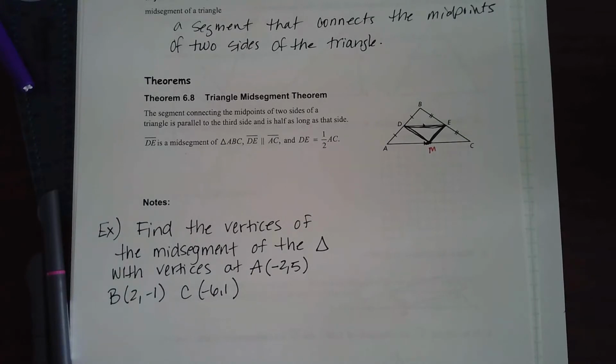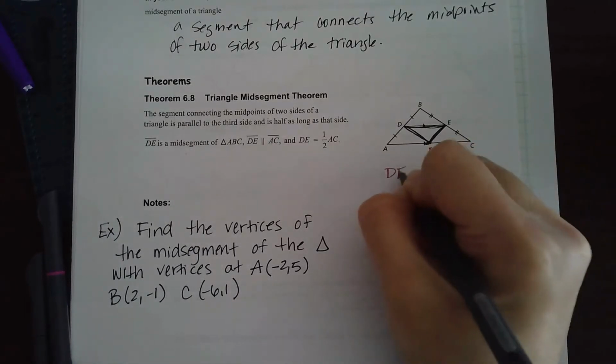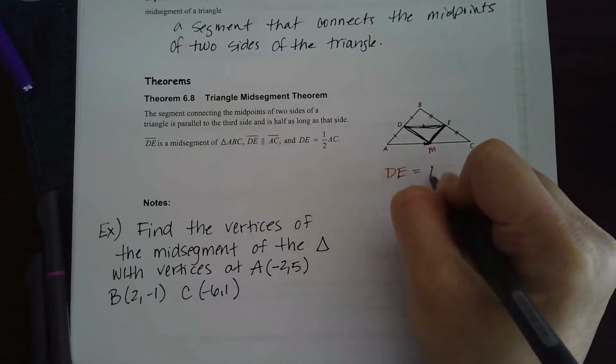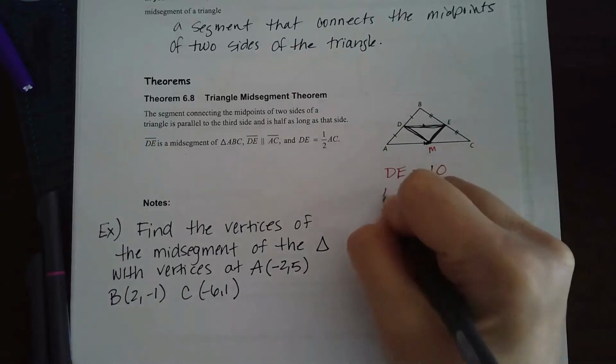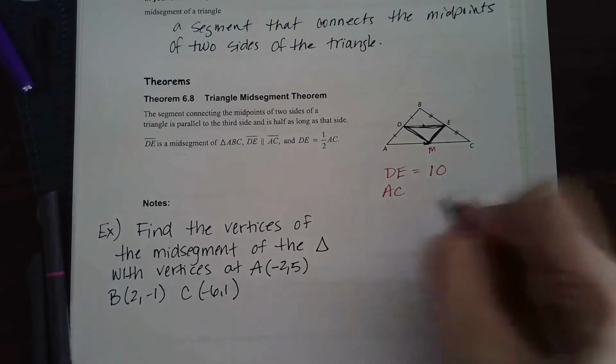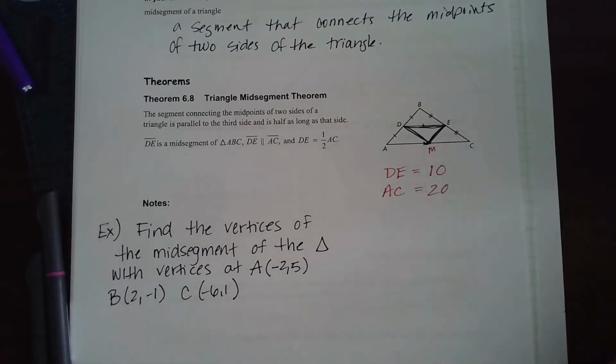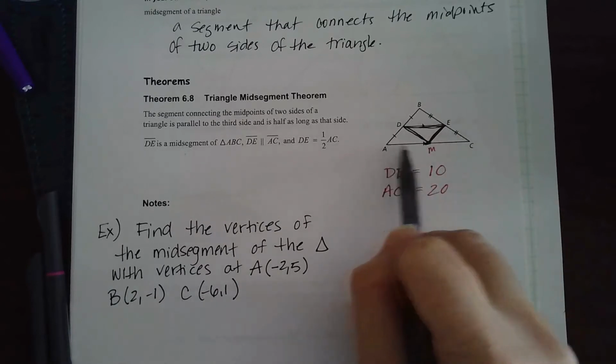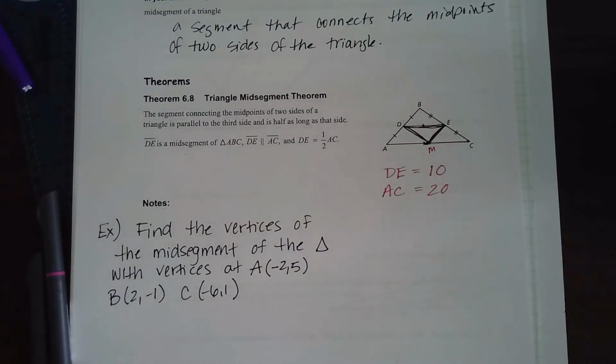In addition, the mid-segment is always half the length of the side that it's opposite. So for example, if I knew that the distance from D to E was 10, then if DE is a mid-segment of the triangle, AC would have to have a distance of 20. So DE is always going to be half of AC, because the mid-segment is always half the distance of the full side.